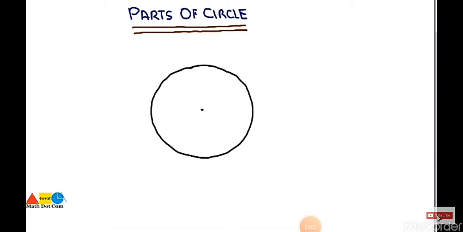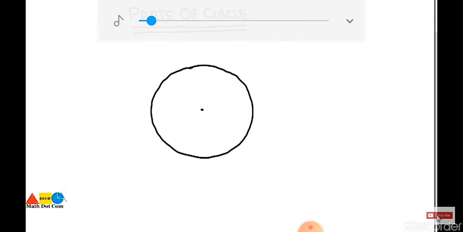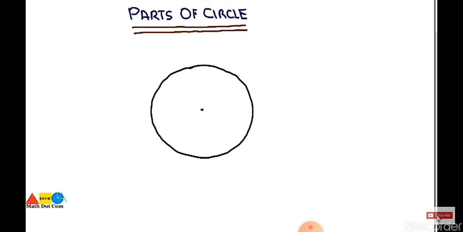Today I am explaining to you about the parts of the circle, or the problems related to the circle, that is, what are the basic parts of the circle. Please ignore this circle as it is hand drawn, but don't ignore the concept that I am going to share. So parts of circle start with, first of all, the center of a circle, that is O. This is the center of the circle.